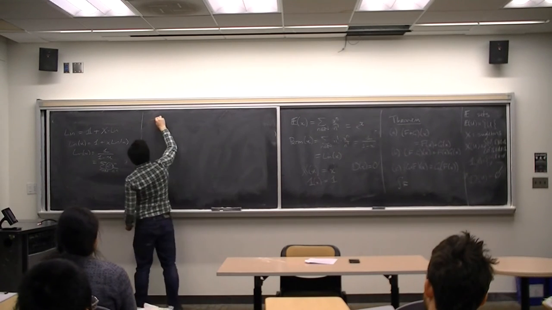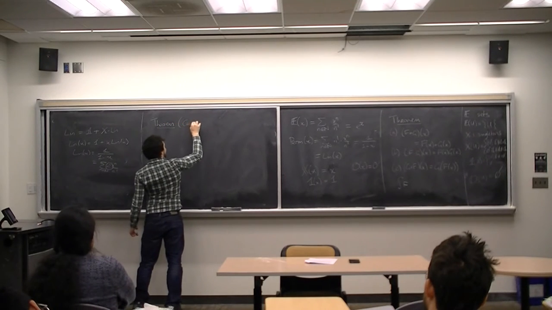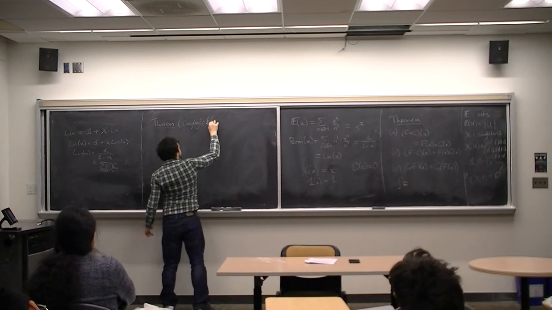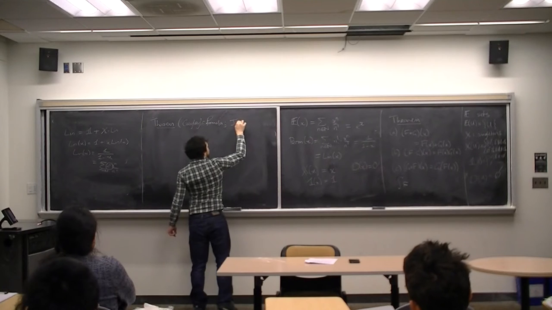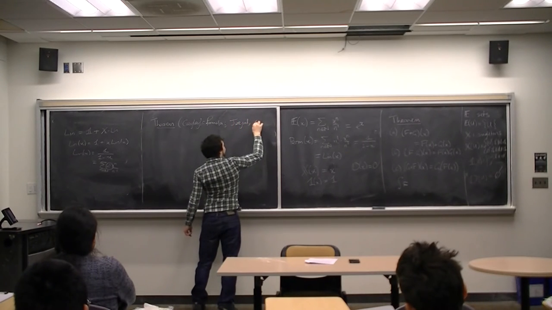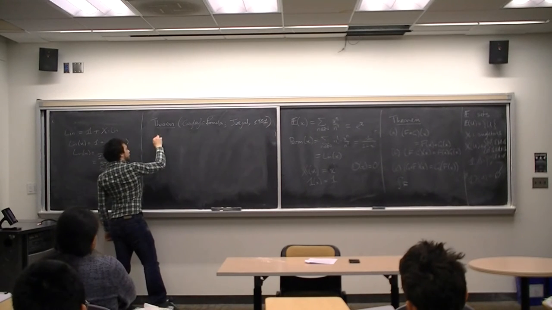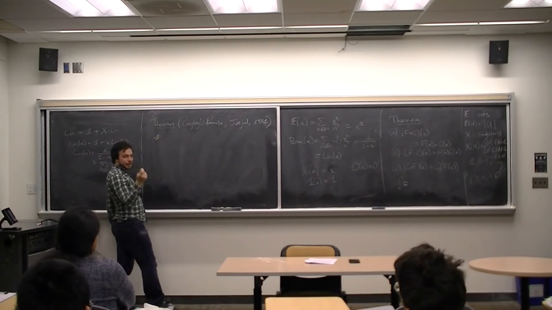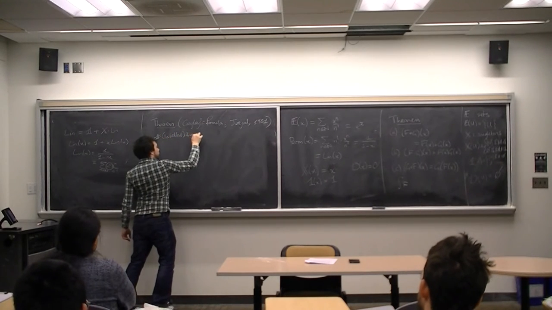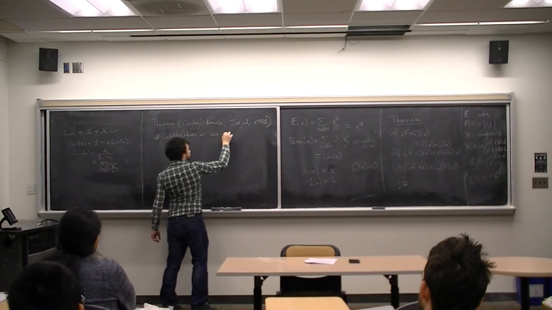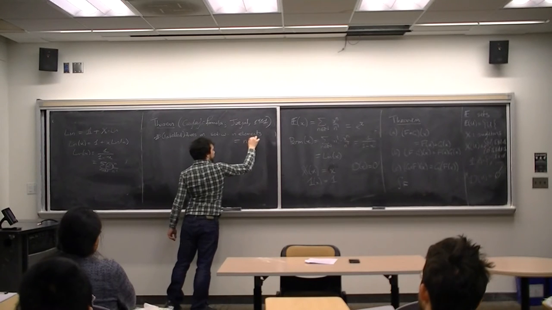So, here is a proof, which is called Cayley's formula. This is the proof given by André Joyal in his 1981 paper, which is that the number of labeled trees on a set with n elements is equal to n to the n minus 2.